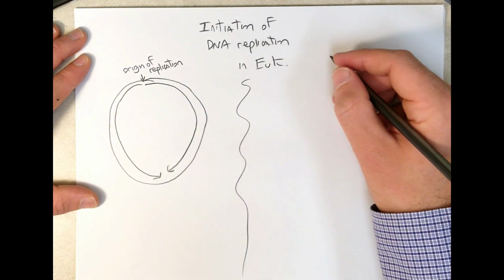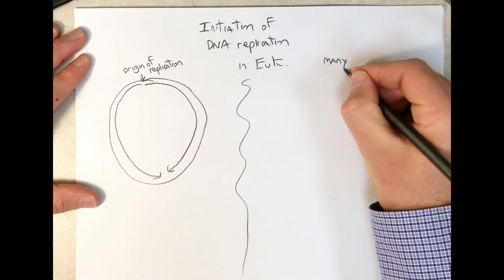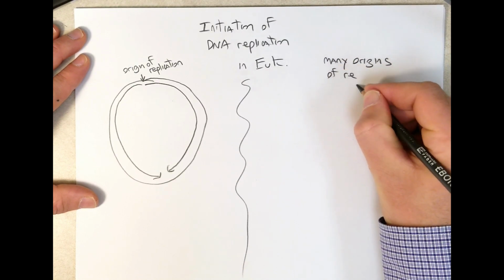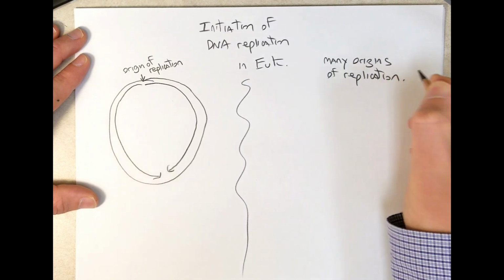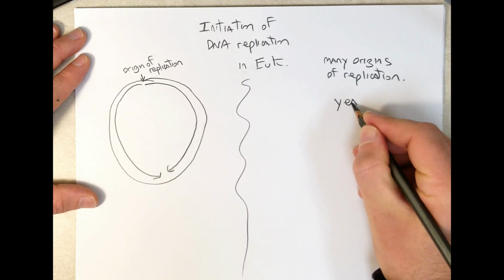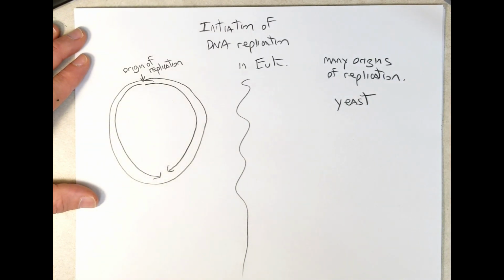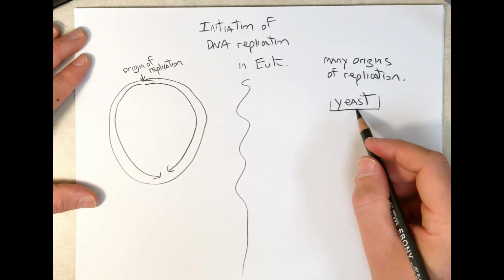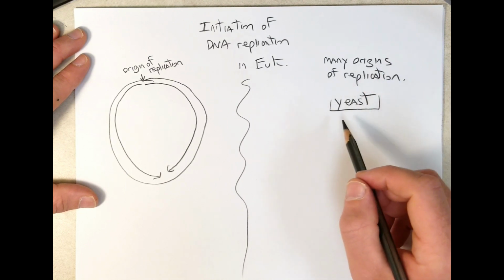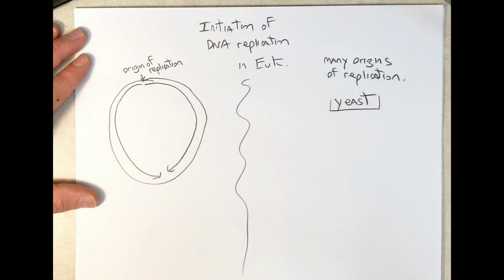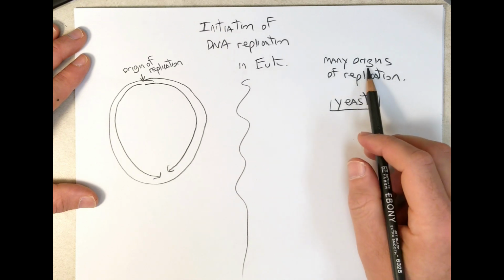Now, most eukaryotes have many origins of replication. We know the most about DNA replication in yeast, Saccharomyces cerevisiae. In yeast, scientists have done a pretty good job at identifying the sequences that are found at origins of replication. We still don't know everything there is about what determines an origin of replication.